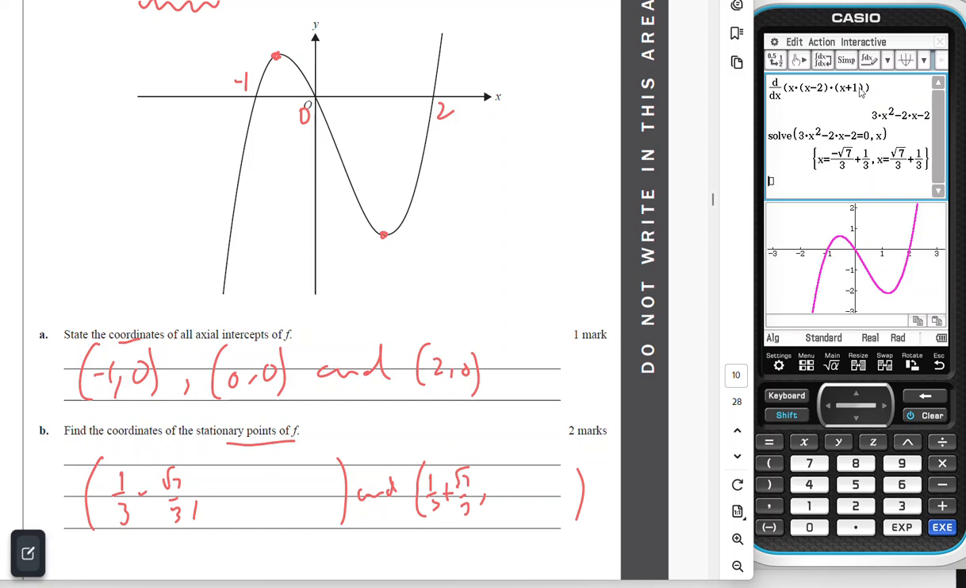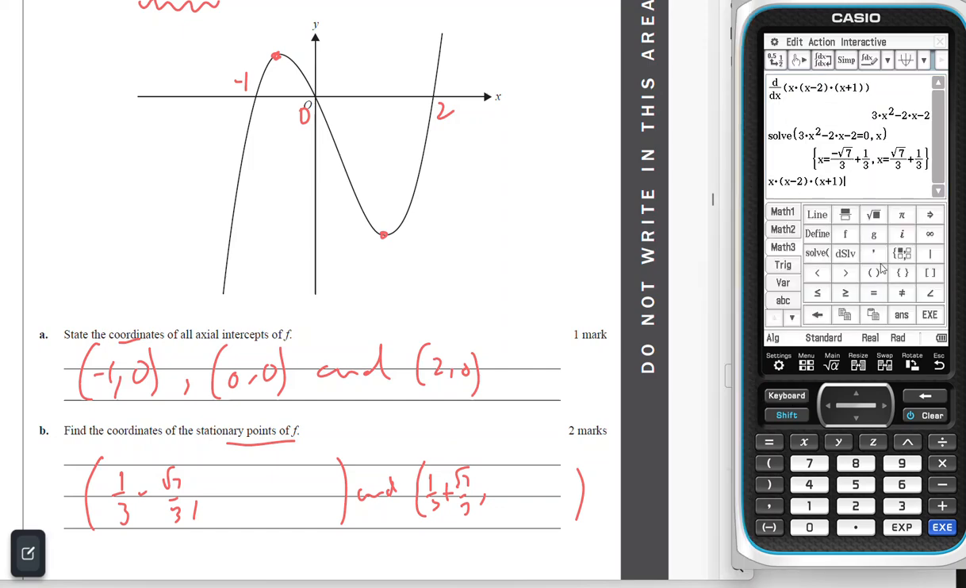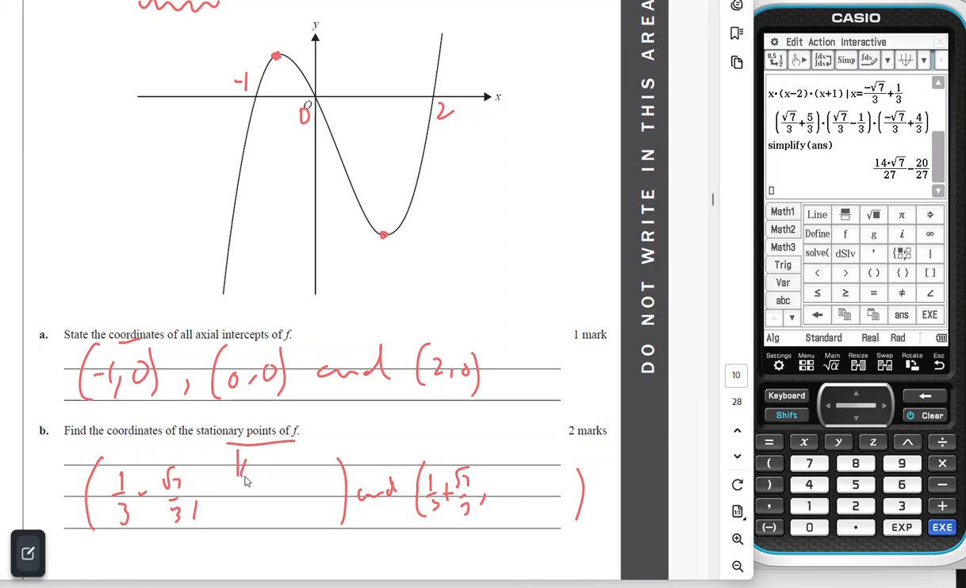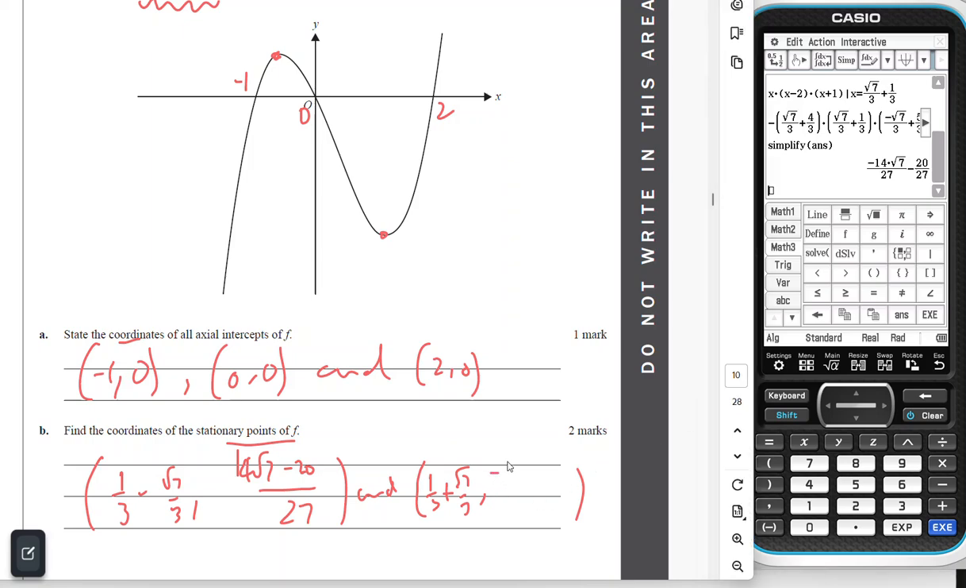So if we take our original and substitute in x equals the one with the negative √7, and simplify that, I get (14√7 minus 20) all on top of 27. And if I change that to a plus, I end up with (minus 14√7 minus 20), all on 27.